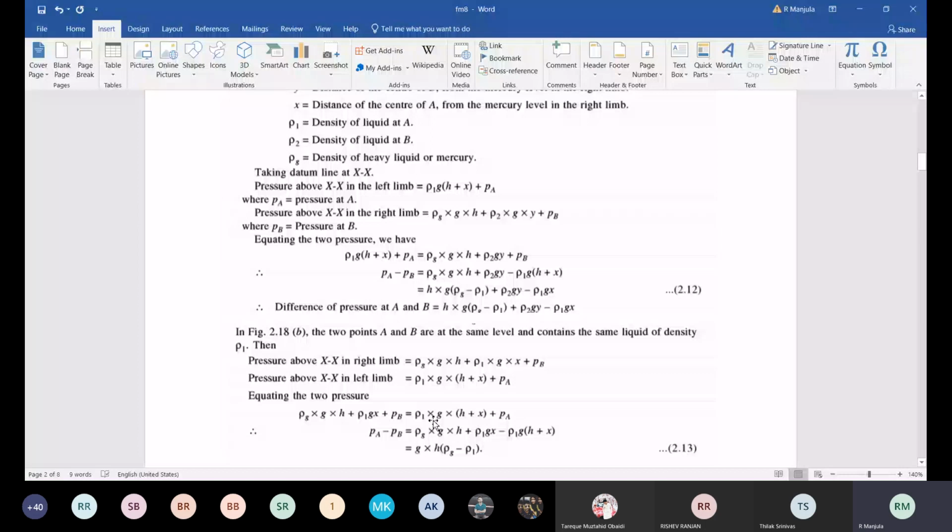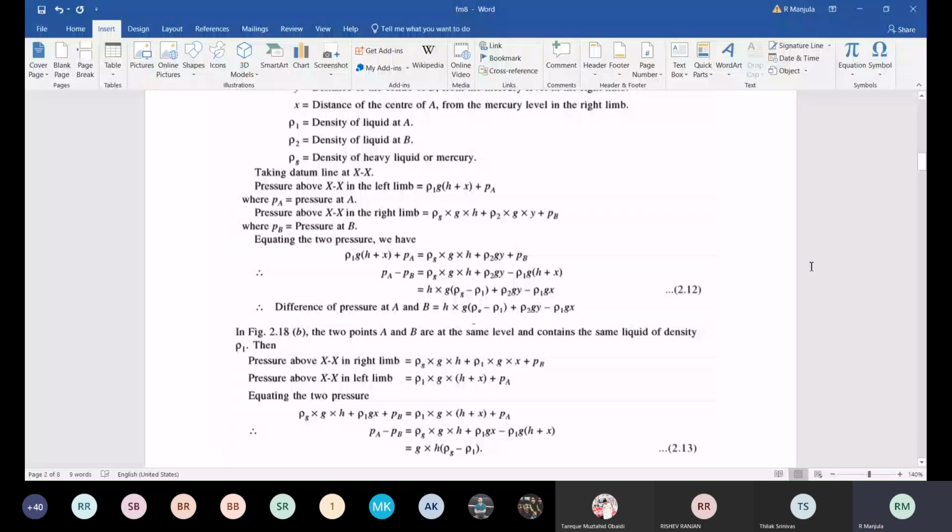Suppose if the liquids are different, then you can use ρ1 and ρ2. Since liquids are same, you are using ρ1 G X plus PB plus ρ1 G. Maybe this is considered the same pipe with the same liquid. Maybe it's the first case we have seen, that pipe with the same.